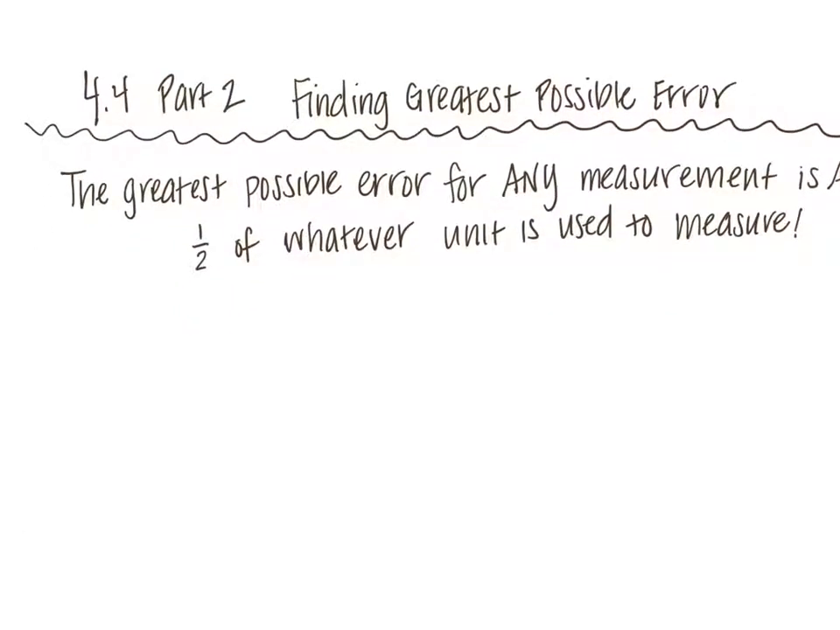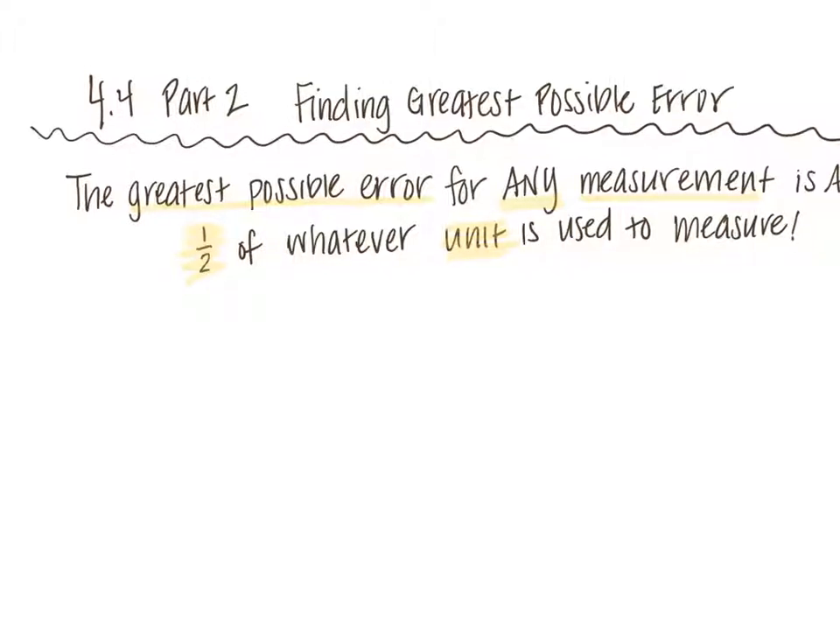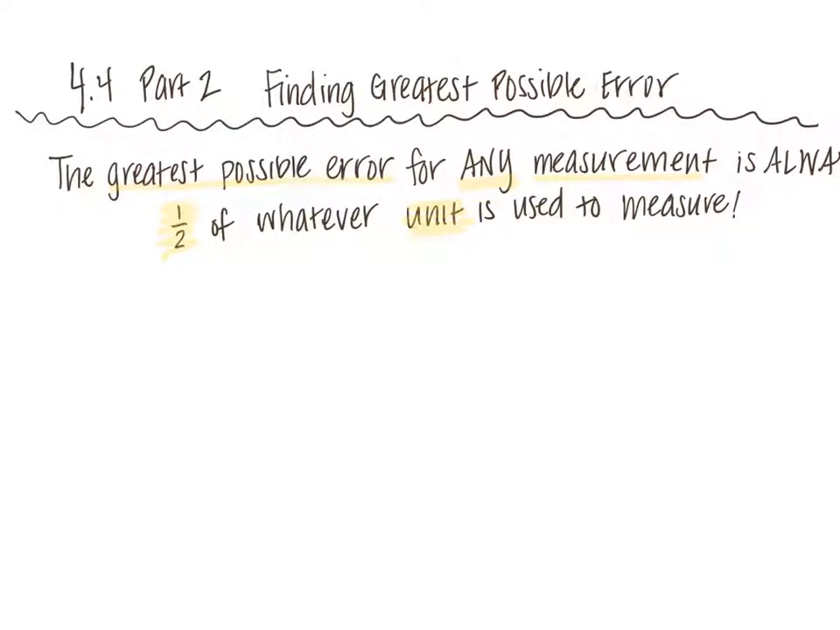So this is a term that we need to know, and you need to write down this definition. The greatest possible error for any measurement is always exactly 1/2 of whatever unit is used to measure. All right, make sure you have this down. The greatest possible error for any measurement is always 1/2 of whatever unit is used to measure. Let's look at a couple of real-life examples to clarify this.